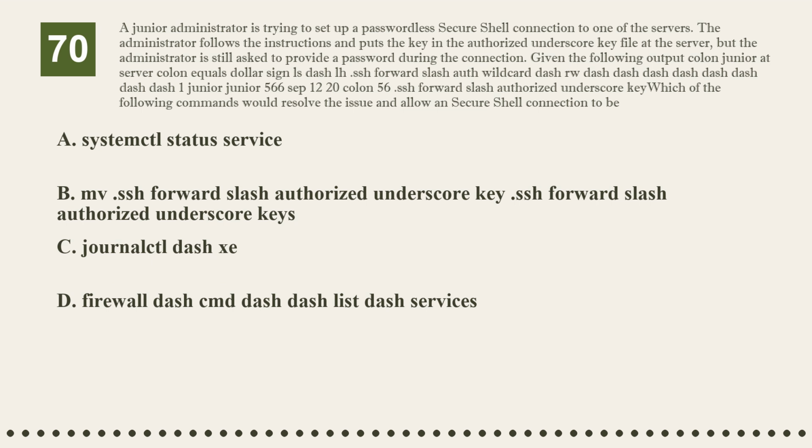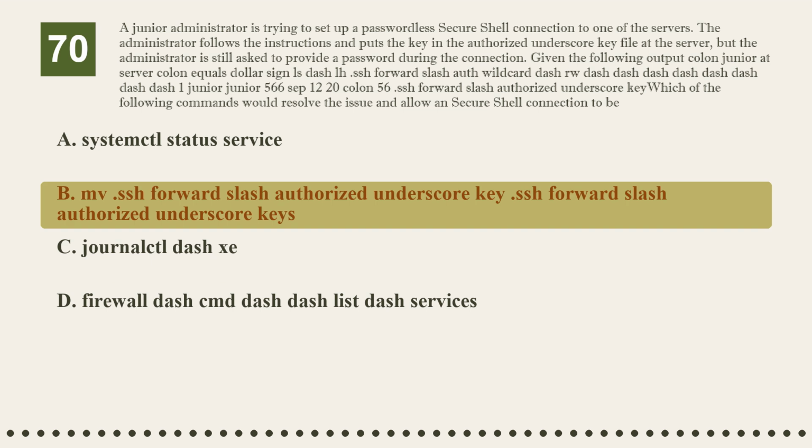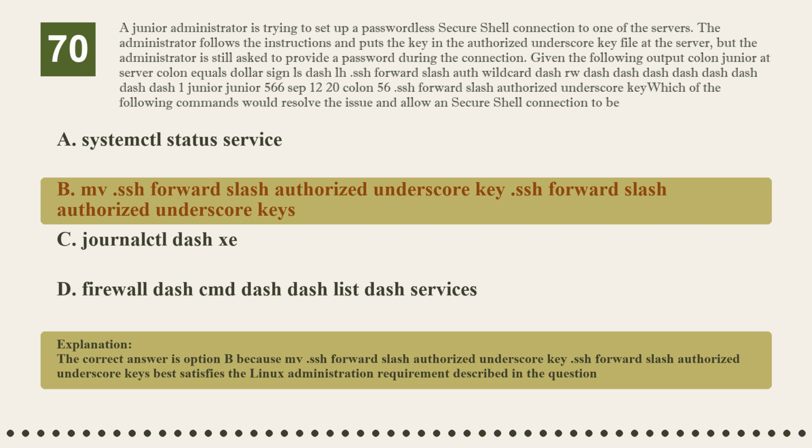Option A, systemctl status service. Option B, mv .ssh/authorized_key .ssh/authorized_keys. Option C, journalctl -xe. Option D, firewall-cmd --list-services. The correct answer is option B, mv .ssh/authorized_key .ssh/authorized_keys. The correct answer is option B because mv .ssh/authorized_key .ssh/authorized_keys best satisfies the Linux administration requirement described in the question.